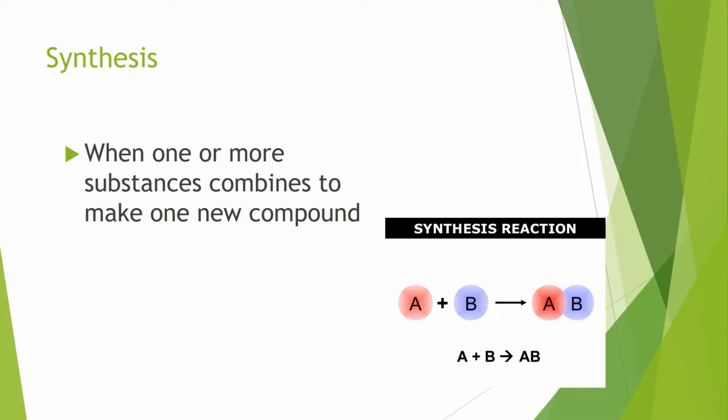So when one or more substances are combined to make one new substance, that's synthesis. So synthesis means to combine. So you can see there as an example, if you have A plus B, you get AB as a compound. So you have 2 or more substances combining, and it's going to wind up with only one.